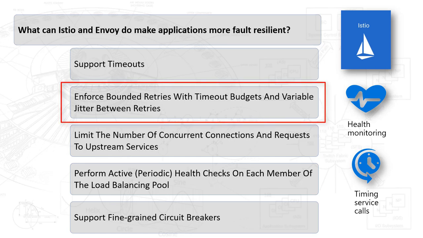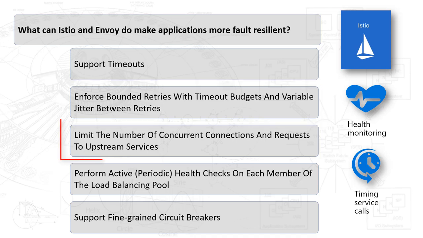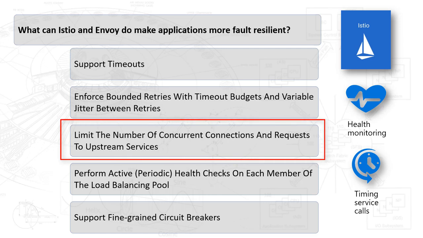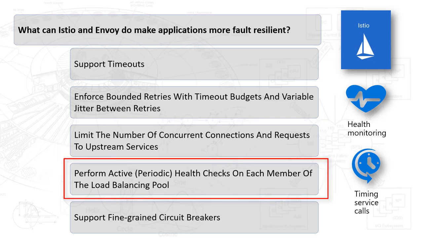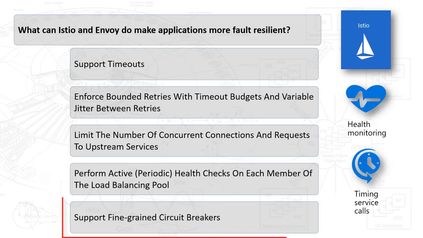We can also enforce bounded retries with timeout budgets and jitters between retries. We'll also take a look at limiting the number of concurrent connections and requests to upstream services. Another capability of Istio and Envoy is to perform active or periodic health checks on each member of the load balancing pool. Finally, we'll talk about supporting fine-grained circuit breakers.